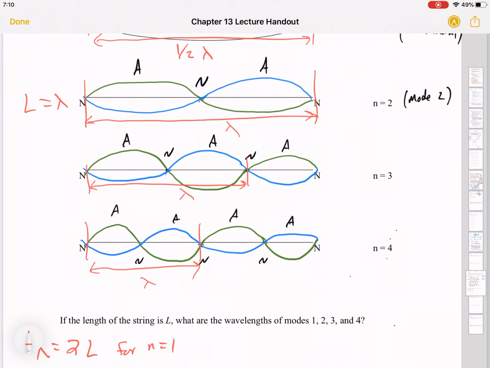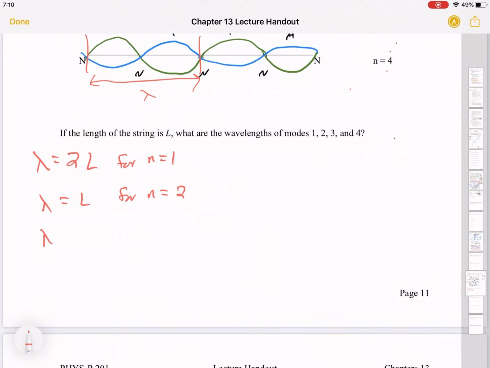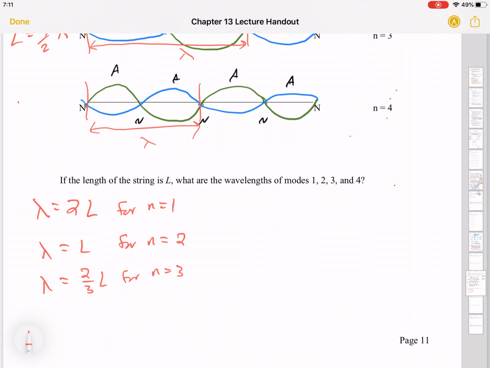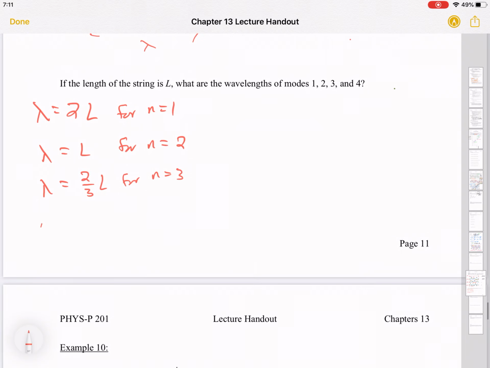And here it looks like L equals 3 halves lambda. Do you see that there are 3 halves of lambda here? So L equals 3 halves lambda, or I can write lambda equals 2/3 L for n equals 3. And we'll do one more. Looks like L equals 2 lambda here, so lambda is L over 2 for n equals 4.